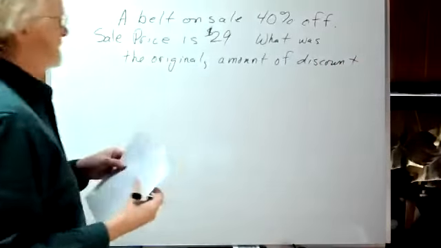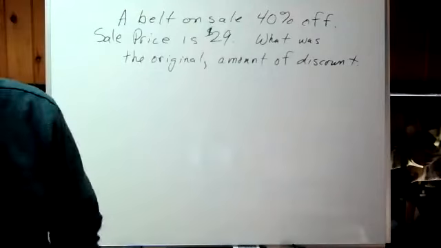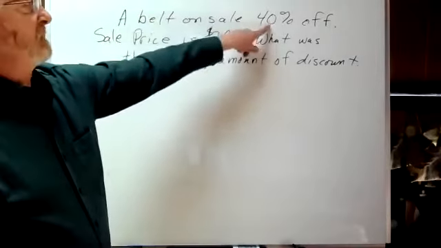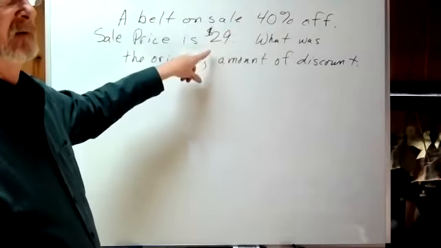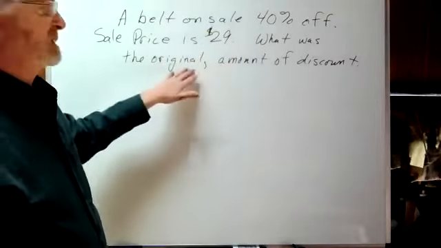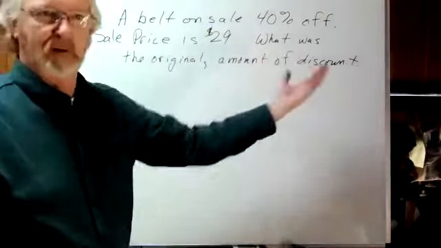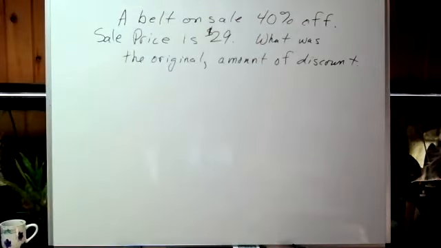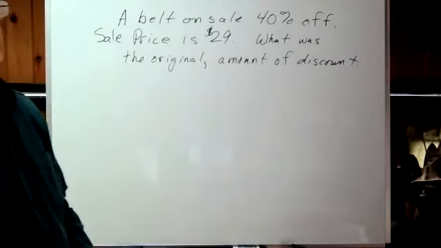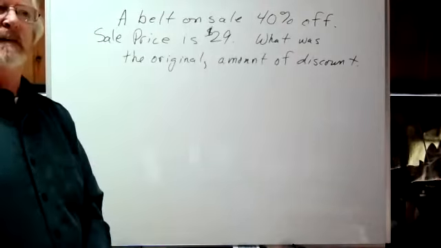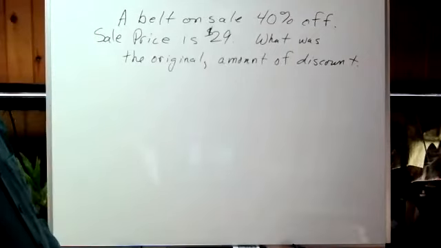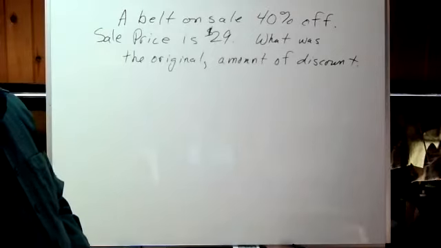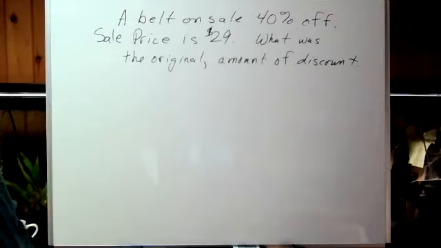Hopefully, this is very much like yesterday's, where we had percent increase, percent decrease. After a 40% decrease, it's $29. So what was the original price? Once you have the original price, you can figure out the difference, the amount of the discount. This is one of those like yesterday where I would say, okay, it was 40% off, but what percentage does that mean you paid? The 29 is what percent of the original? That makes sense, huh?